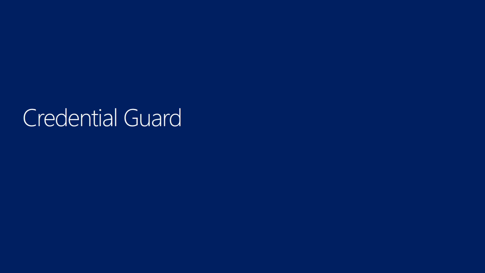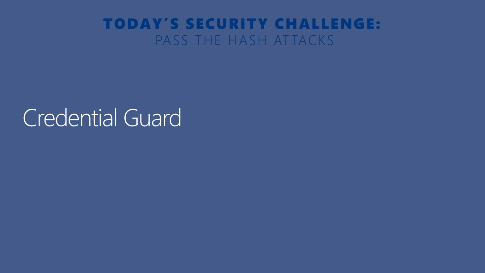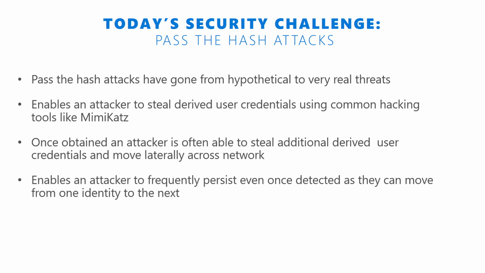Now continuing on from the Device Guard story, we've got Credential Guard. One of the big things it's targeting is preventing pass-the-hash attacks, which used to be hypothetical types of attacks in a network, and now are very well-known attack vectors inside a lot of organizations. There are tools like Mimikatz available to steal user credentials, and effectively, once the attacker gets one person's credentials, they start getting the ability to move across the network.